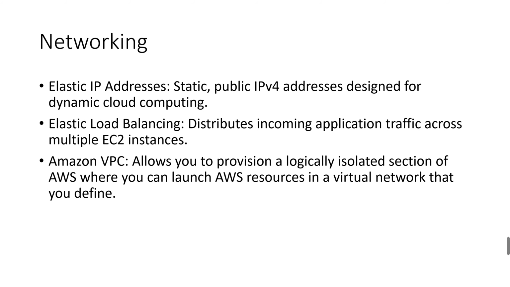And when it comes to networking, Elastic IP address. Just now I told you what this is. Whenever the EC2 instance is stopped and started, a new IP is assigned. But if you don't want to change the IP address, we make use of Elastic IP addresses. Then Elastic Load Balancing, if you want to distribute the incoming traffic, and Amazon VPC, Virtual Private Cloud, which allows you to provision logically isolated sections of AWS where you can launch AWS resources in a virtual network that you define. We will be seeing this in the future classes, of course.